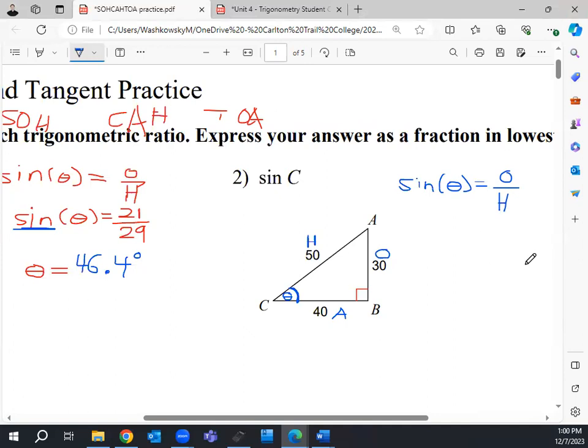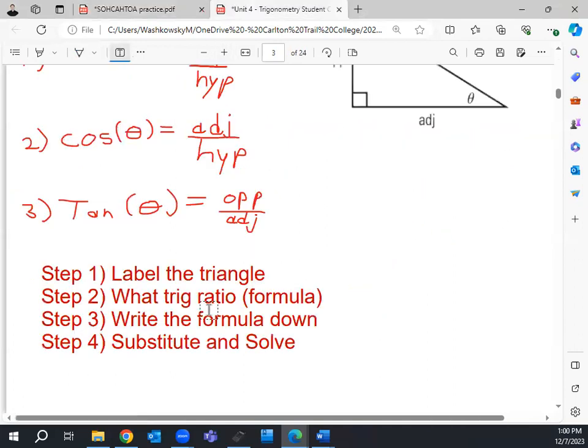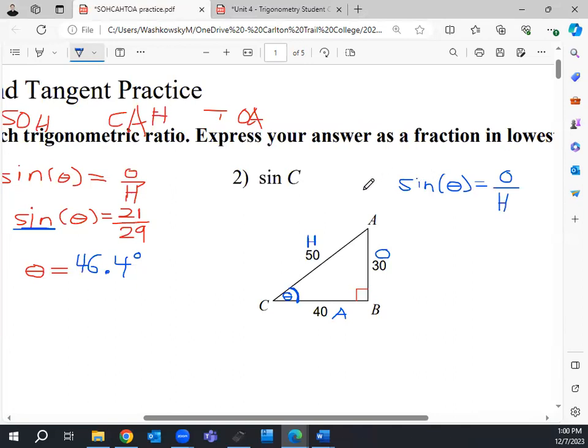So sine of the angle is equal to opposite over hypotenuse. Now all I do is substitute the stuff in, right? Step 4, substitute and solve. So sine of the angle is equal to opposite 30 divided by hypotenuse, which is 50.